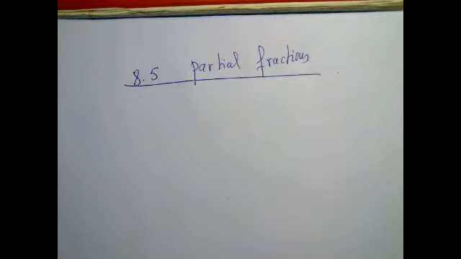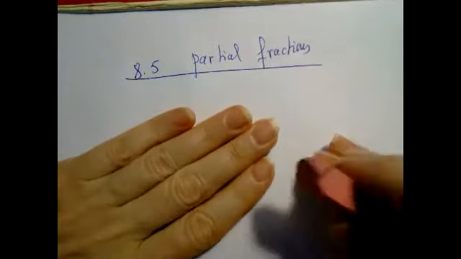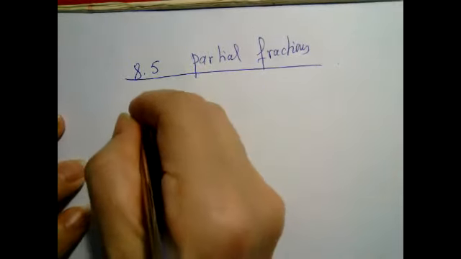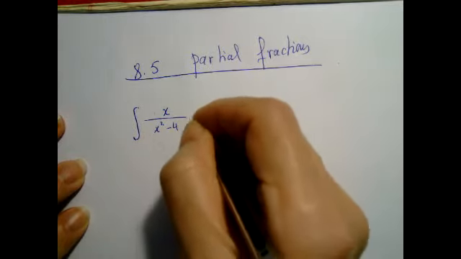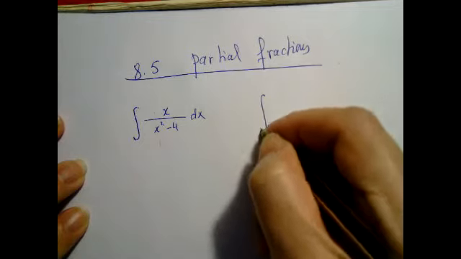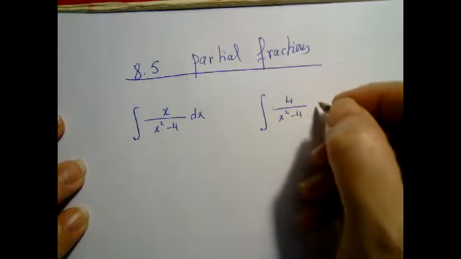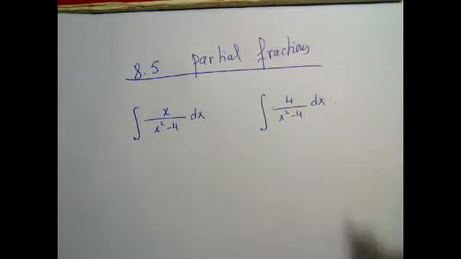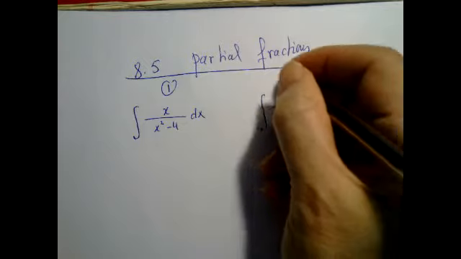All right, so I'm going to put 2 integrals in front of you, and I want to ask you which one is easy, which one is hard, and how to take care of the hard one. So the integrals are: x over x squared minus 4 dx, and 4 over x squared minus 4 dx. My question to you is, which is easy, which is hard? I'm going to call this one 1 and this one 2.